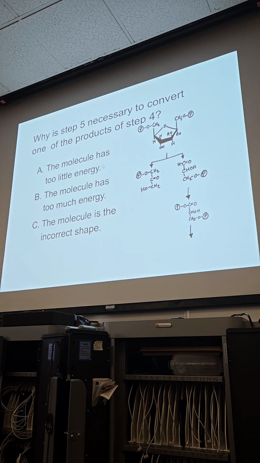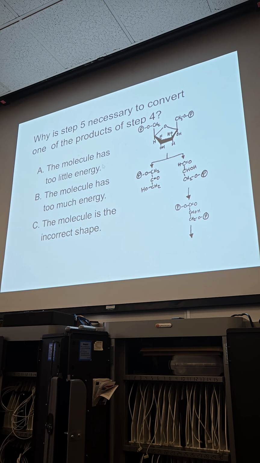All right, this is a hard question, so take your time. I thought that molecule has too little energy. I did too. But first of all, which is step 5? How do you count the steps? Step 5 is the last step. That's what I thought. Step 4 is the glucose with your inorganic phosphates on it. So step 5 comes out of that one, right? Only from this side.